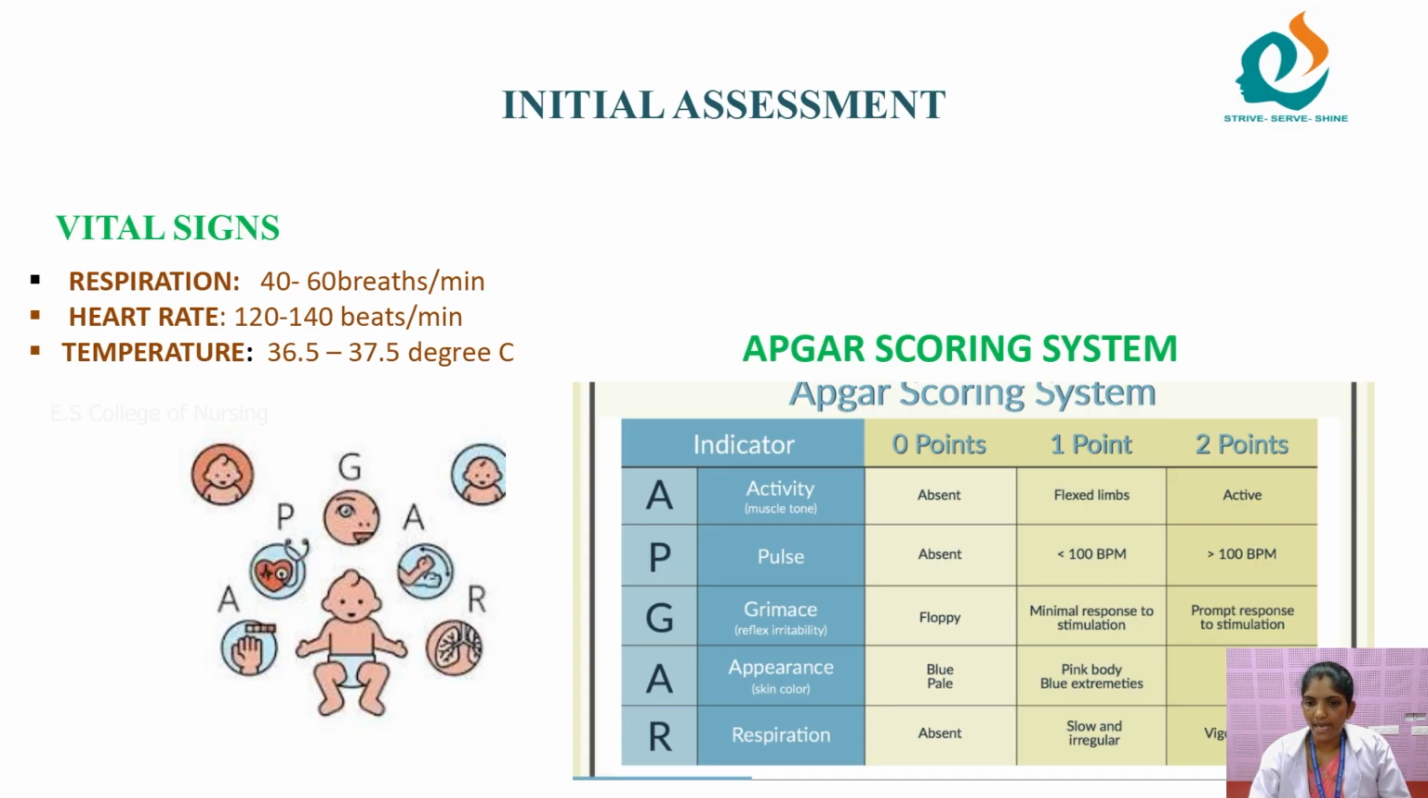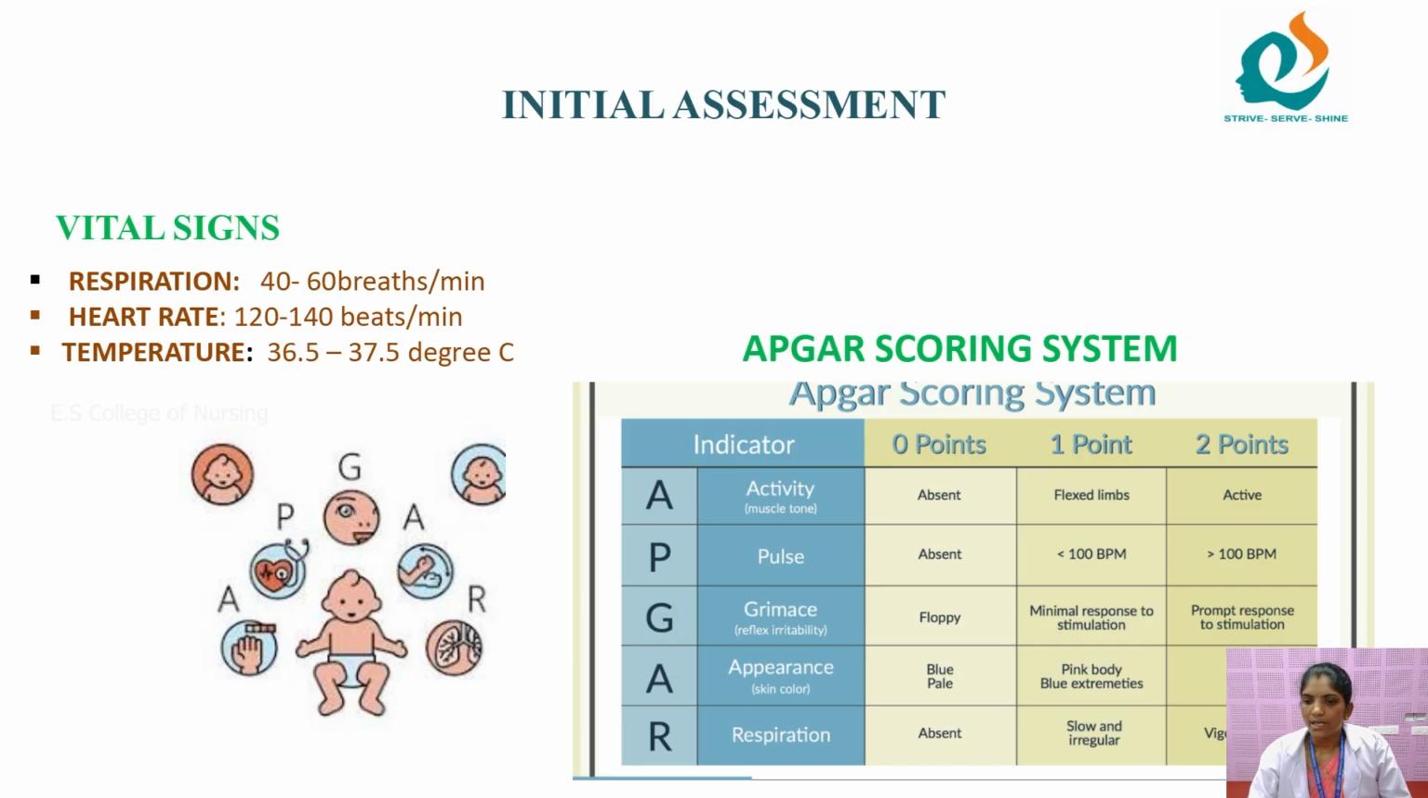So the first one is activity. If a newborn has absent activity, we will give 0 points. For flexed limbs we will give 1 point. If it is active we will give 2 points. And pulse: absent, 0 points. Less than 100 beats per minute, 1 point. More than 100 beats per minute, we will give 2 points.